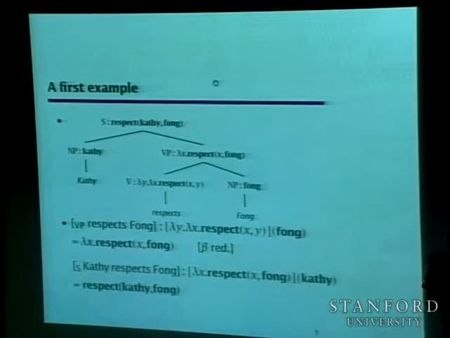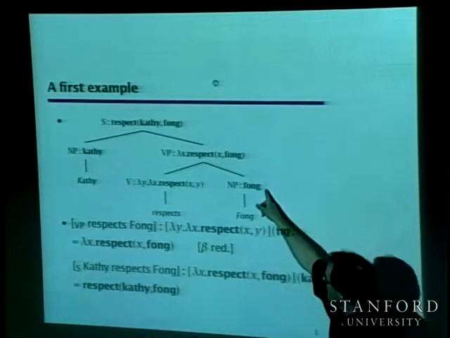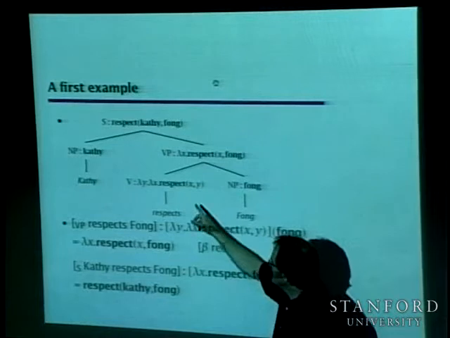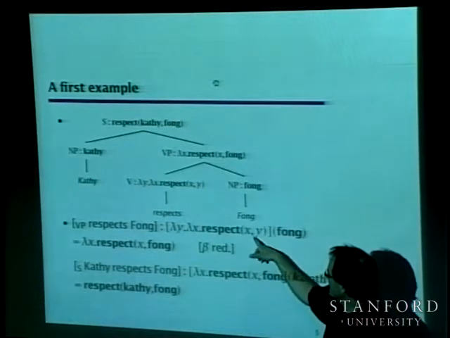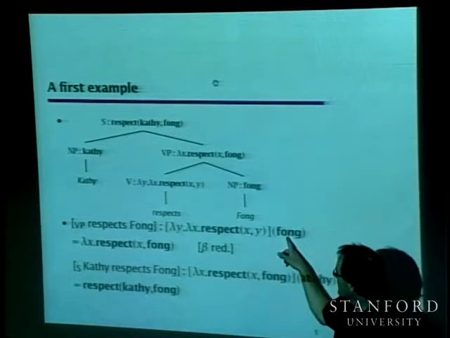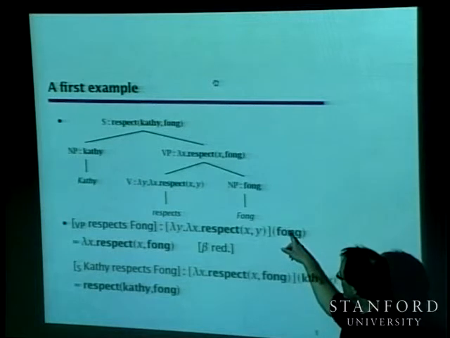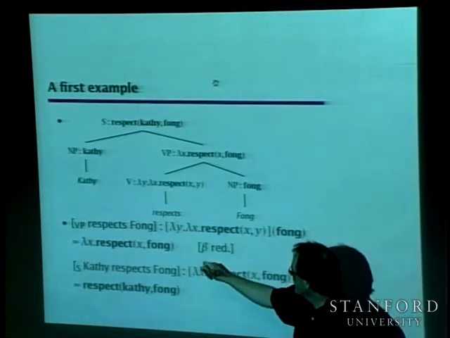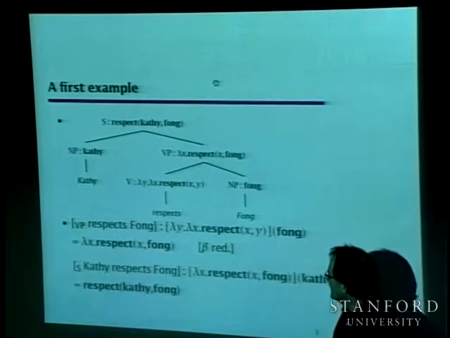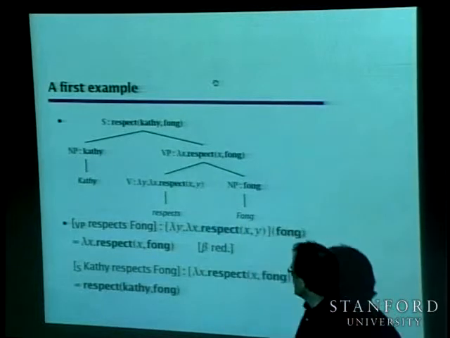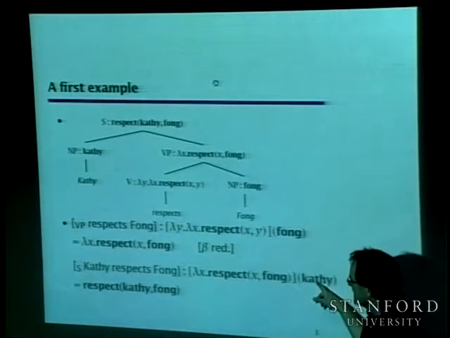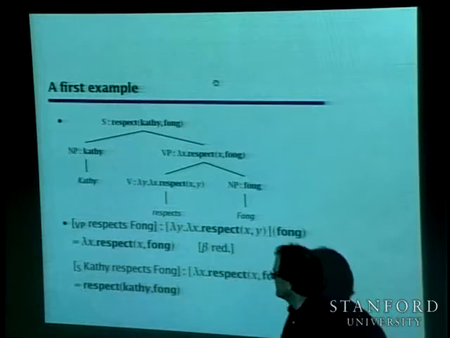Okay, so having this is enough that we can do the same kind of example that I showed last time. We have Kathy respects Fong. We write down the meanings of the words next to their base categories. We can then build a verb phrase where we do function application in lambda calculus just like this. So we've got the meaning of respects and the meaning of Fong. When we do function application, Fong substitutes in for the value of y, and therefore the return value is lambda x respects x Fong. And then we do the same again at the top node. Here's the meaning of the verb phrase; we apply it to the argument of the subject, Kathy, and so we get out Kathy respects Fong.